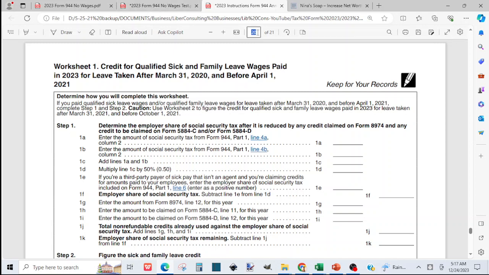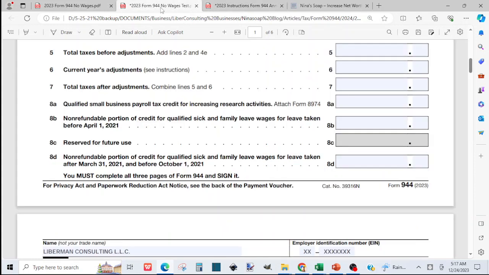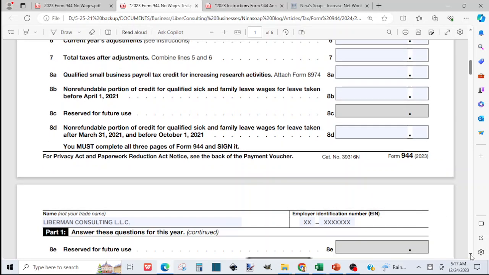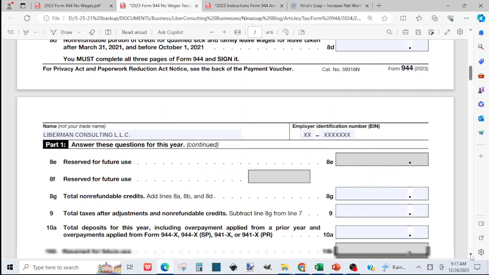But we'll go back to line 6 here. And that is page 1 and part 1 of Form 944 2023.